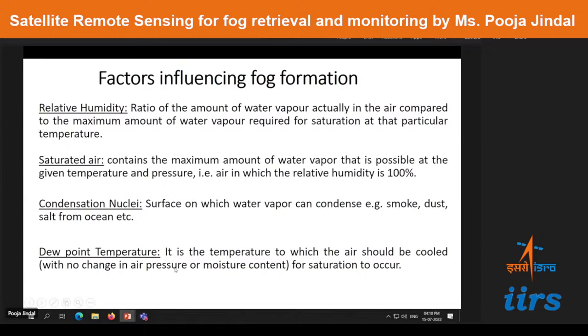Then dew point temperature: it is the temperature to which the air should be cooled for saturation to occur with no change in the air pressure or moisture content. That is, suppose you have an air parcel, you start cooling it, but without changing the moisture content or the pressure. So a time will come when relative humidity reaches 100%. That point temperature is called the dew point temperature.